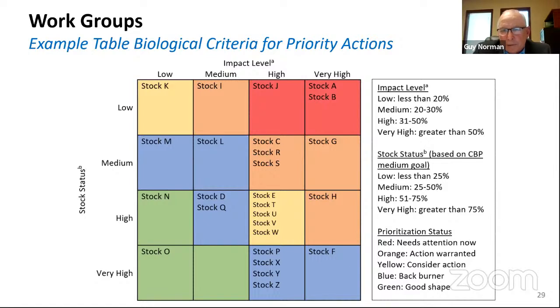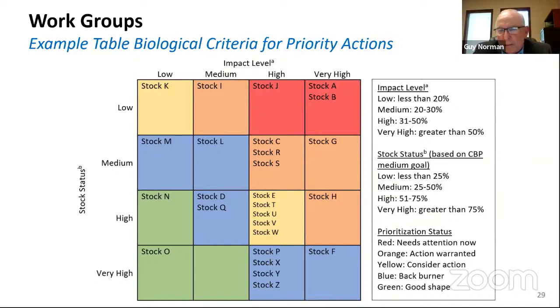Just to explain the color code here, the red color would indicate needs attention now. There's an urgent need to address low-level stocks that are having a high or very high impact in a particular category. The orange color means action warranted, and I think we would represent that certainly there should be attention given to the orange category as well. The yellow is consider action. If you have a low stock with a low impact, in the feasibility study it might not be the highest priority, but there may be some opportunities that you would not want to dismiss.